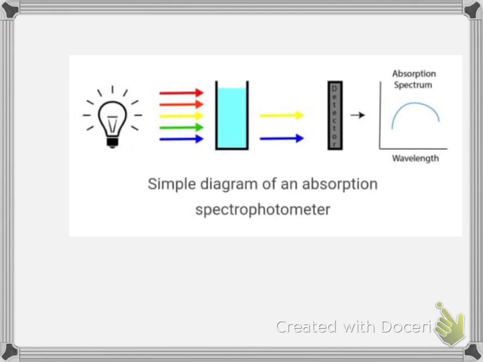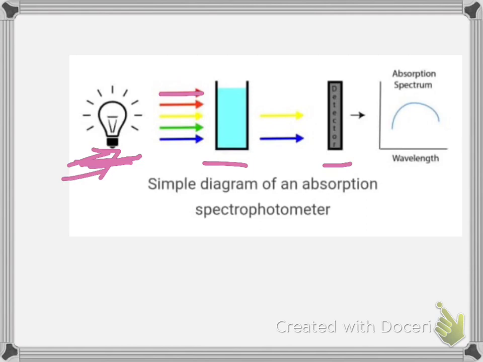This is a simple diagram of an absorption spectrophotometer, which includes a light source, a sample holder, and a detector. The light source produces photons that will pass through the sample. The light source we use depends on the wavelength of light needed.